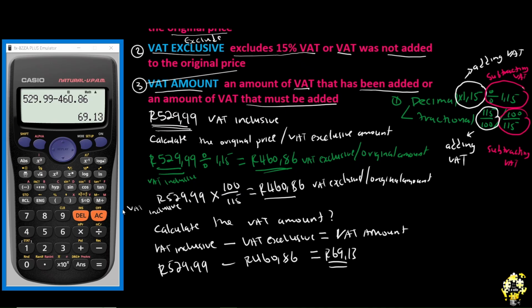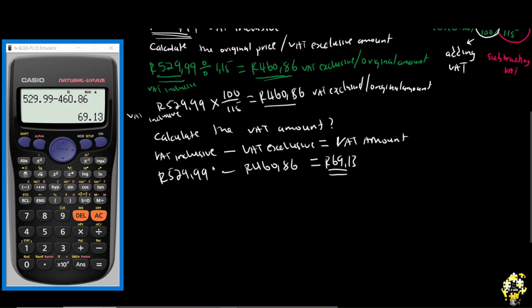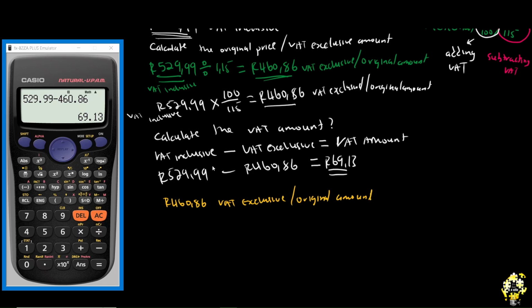Now let's start differently so you can understand and have more knowledge. Let me use a goal for this one. Let's say that we had 460.86. This was VAT exclusive, meaning that this was the original amount. This is the amount that does not have VAT. VAT is not added yet, or VAT is not included. And now the question was, calculate the VAT inclusive amount, or add VAT to this particular amount.